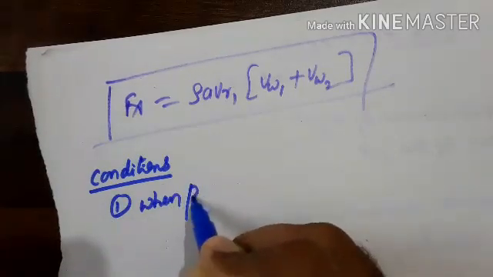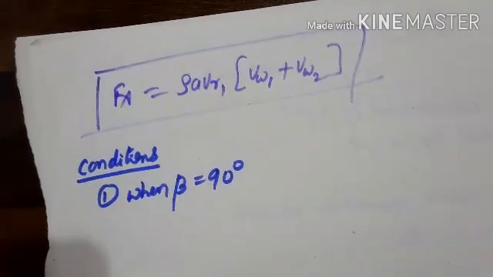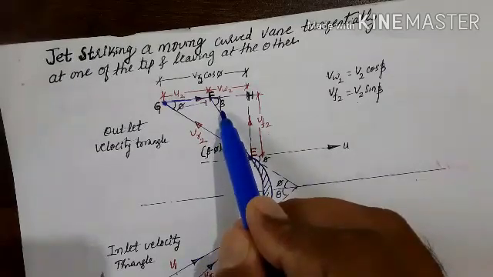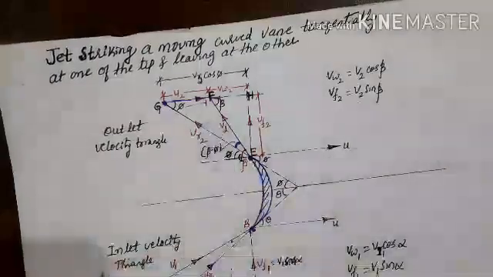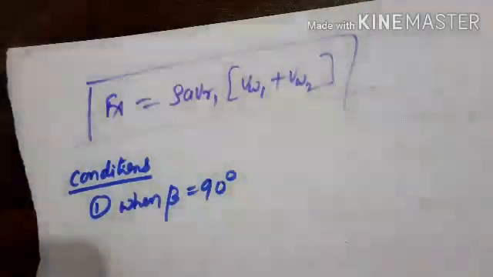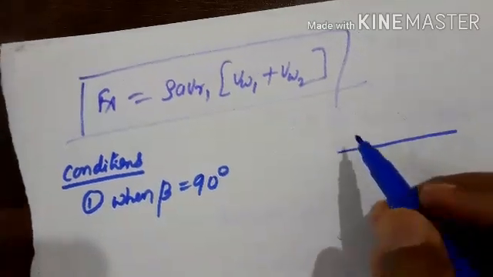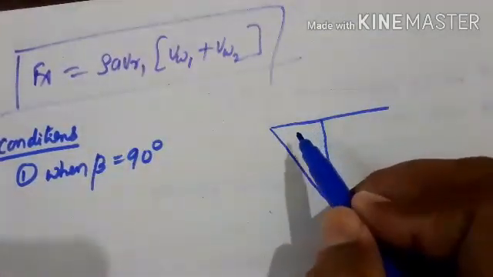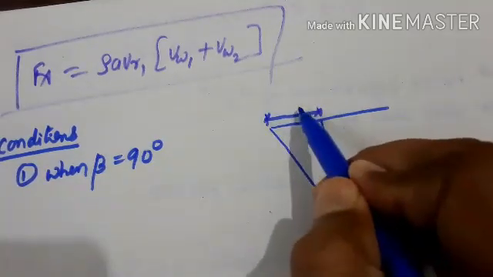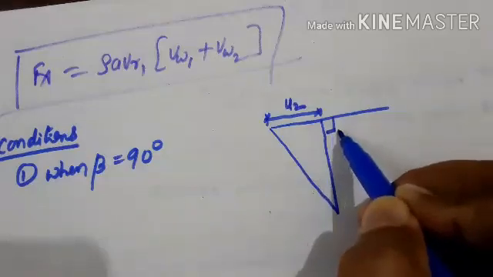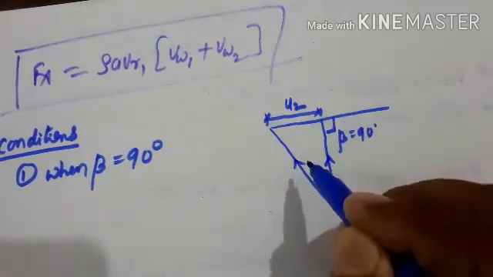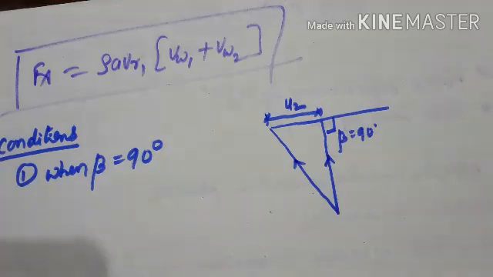Then some conditions to be considered. Condition 1, when beta becomes 90 degree. In this figure, just look at this figure. If you take the angle beta here, this angle beta is an acute angle. When that angle becomes 90 degree, I'll draw here, it is like this. So this is U2 taken at outlet, when beta becomes 90 degree.